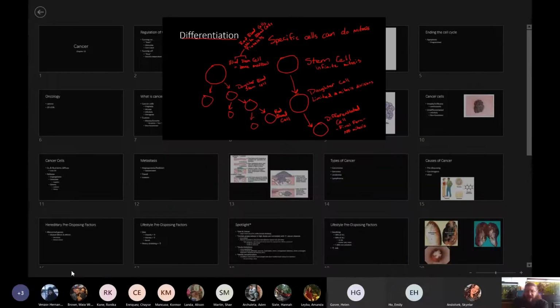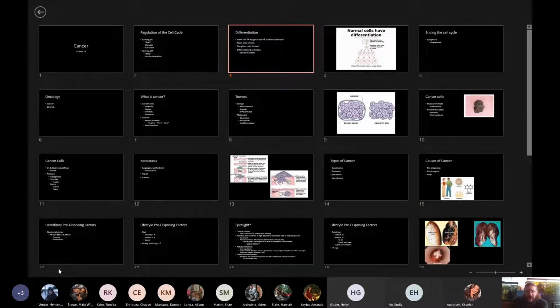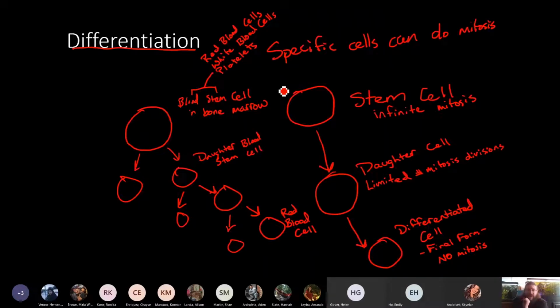Do I have that diagram? I don't. I should potentially get that put in here. Let me see if I can pop it up on the internet. Let's see. Blood cell differentiation. Images. There we go. That looks good.